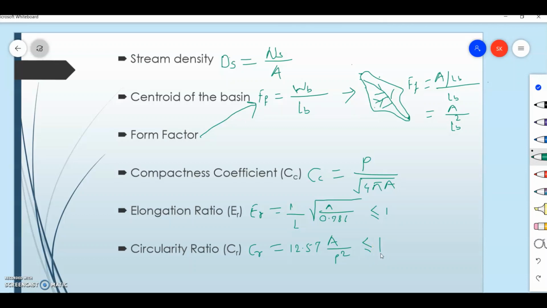Now we have discussed many different terms. In the next session, we will solve problems based on these terms. I just tried to give you the basics of any watershed. You may get a question like, suppose the length is this much and the width of the basin is this much, find out the stream density, find out the elongation ratio, and so on. Obviously, whatever is needed will be given to you, and based on that you are supposed to solve the problem. So next session we will discuss problems based on these concepts.